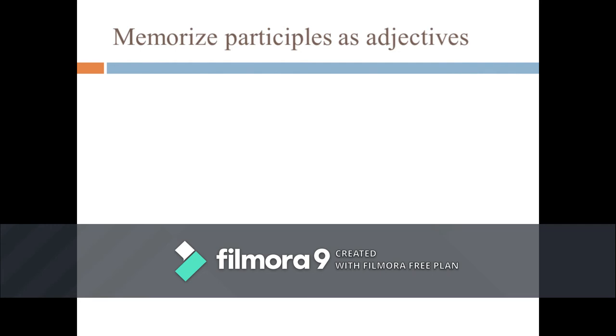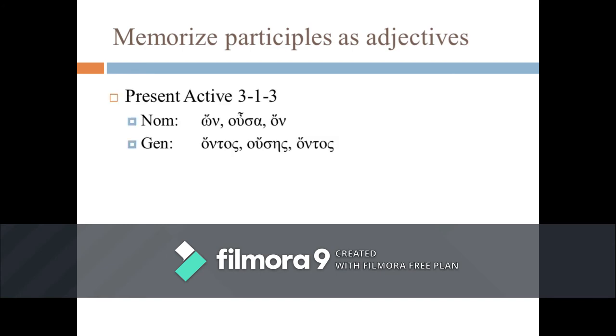So the easiest way to memorize this is don't memorize all these endings. Remember, the endings are actually the present active participle of eimi. What you want to do is learn these as adjectives, rather than thinking, I have to go through these tables. So the present active is a 3-1-3: on, ousa, on. Those are the words that you're going to learn. And like a third declension, on, we would expect ontos, the same for the neuter. And ousa is a first declension, so we're going to get ousa, ouses. So learn these as separate words.